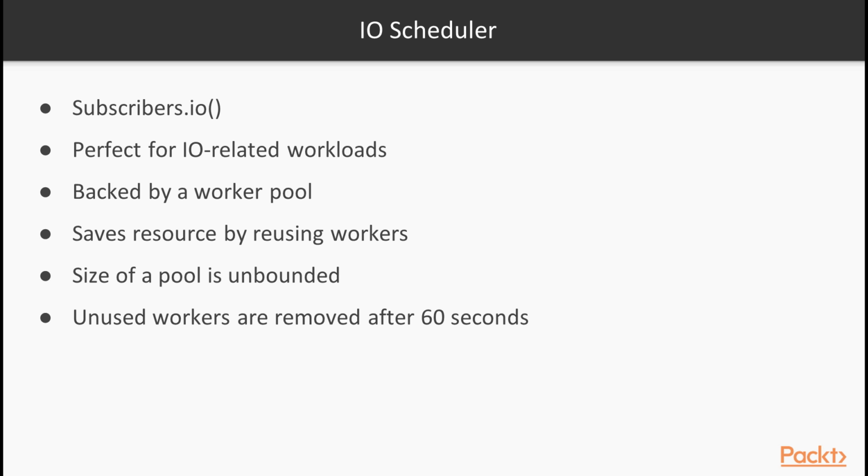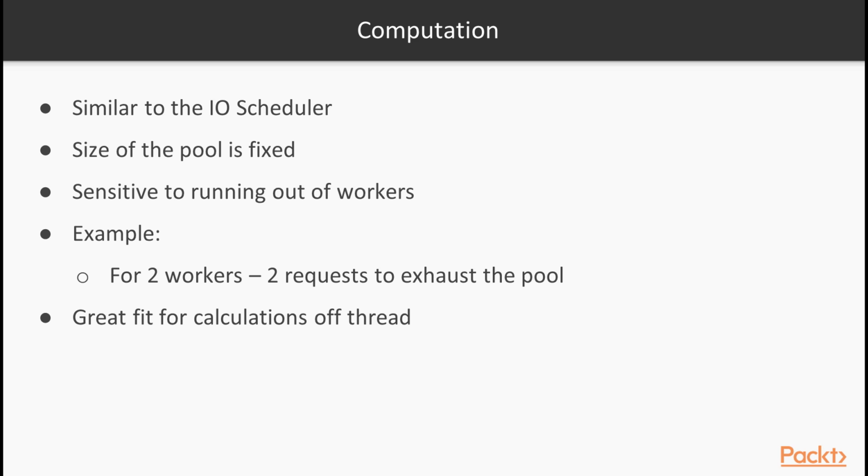The size of a pool is unbounded, so care must be taken when there is a chance that an unbounded, or a very large, amount of observables will be created. However, the unused workers are removed after 60 seconds so that the pool size can shrink down after a while. In general, it's a very handy and robust scheduler, so it can be used in almost all cases where I/O operations are involved. Next scheduler is computation.